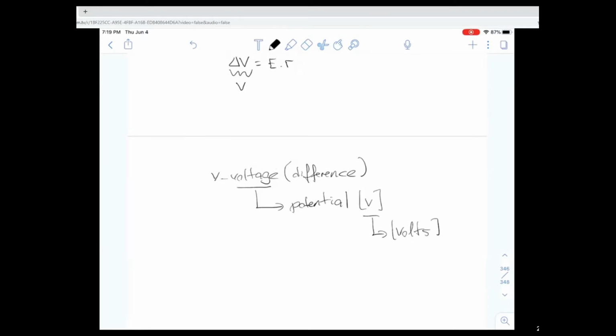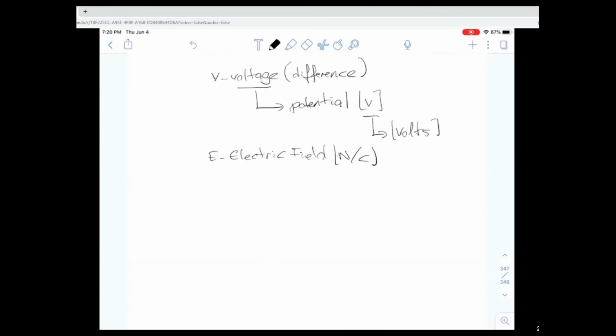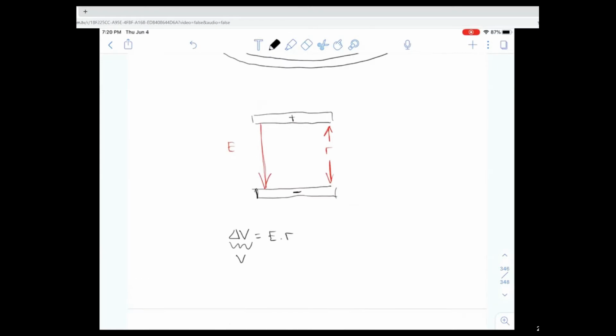We know what E is. Let's write it down one more time. It's the electric field, the magnitude or strength of the electric field, so it's going to be expressed in terms of newtons per coulomb. r here is the separation distance between two opposite charge regions, so it's going to be expressed in terms of meters.